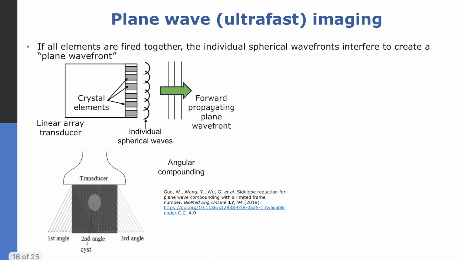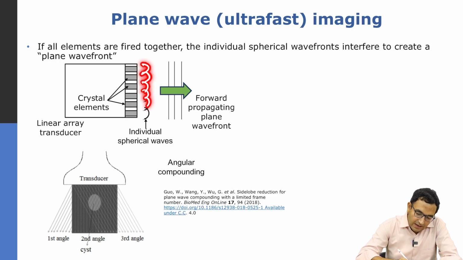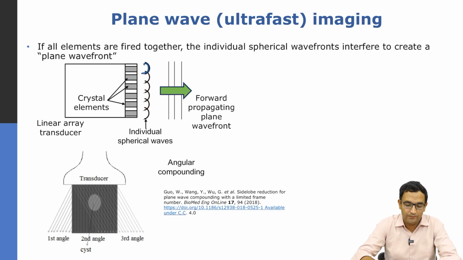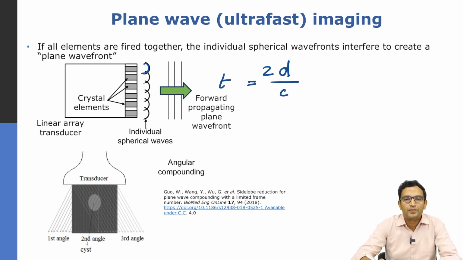But now, what if we were to fire all the transducers together to create an approximate plane wavefront? As we saw in the earlier example, when all the transducers fire together, an approximate plane wavefront is created, because all elements create their own spherical wavefronts and they interfere and create an approximate plane wave. The advantage is that even if I have 128 transducers, all of them are firing together. So, if I want to image at a depth of d and the speed of sound is c, then the time taken to create one image is only 2d by c. So, this is very fast.